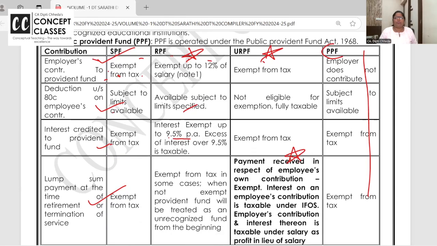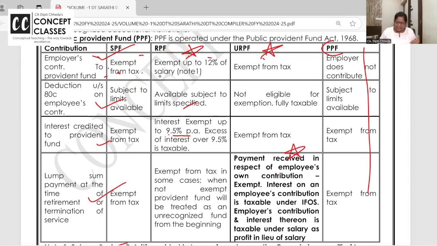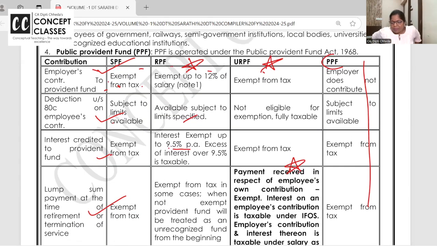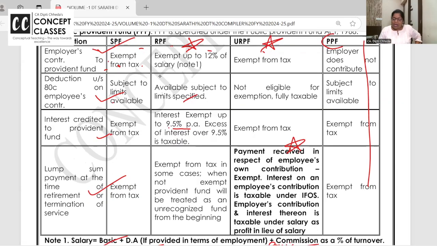Interest is exempt up to 9.5%. But your employer is very happy with you. He's paying you 13% interest. So 13 minus 9.5 is taxable. Lump sum is exempt. RPF lump sum is exempt unless you retire before 5 years. Then whatever you receive is taxable, or TDS is also deducted then.